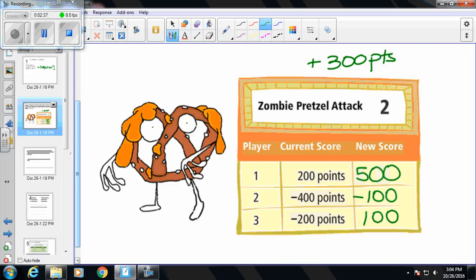And I started with an example using points on a video game because a lot of you are very familiar with how the point system works. And think of it if you've ever watched Jeopardy. People end up in the negative, but then they end up back in the positive by getting questions correct.